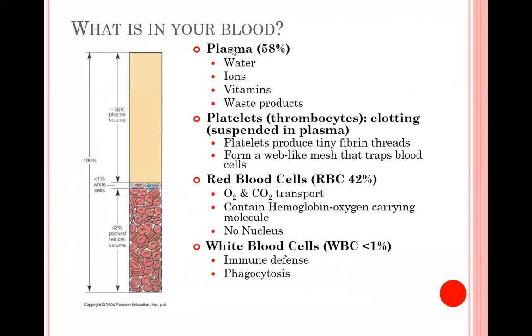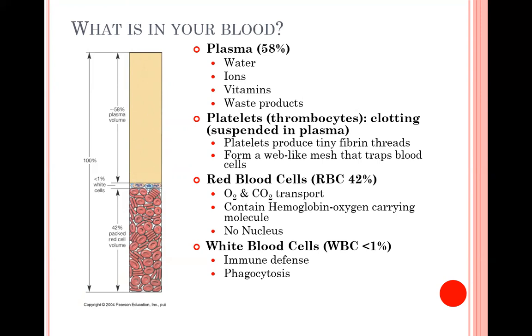All right, so some miscellaneous stuff here. We're going to talk about the blood a little bit, the components of the blood. So what's in your blood? It's important to know these overall percentages here. 58% of your blood is plasma. And what's in plasma? Plasma is water, ions, vitamins, various waste products.